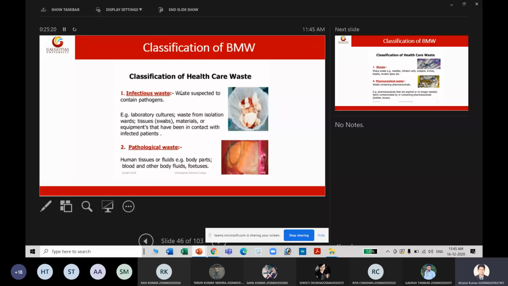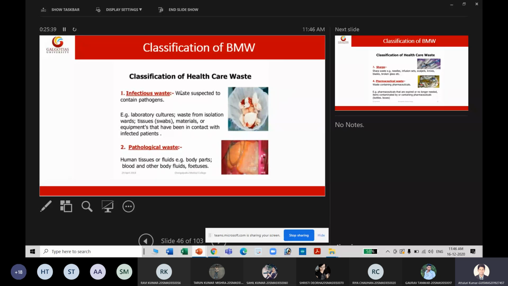Then the second one is pathological waste. Pathological waste means there is a separate division in the hospital called pathology. Pathology means where we study the human anatomy. We remove different types of organs from humans. Such a division is called pathology.